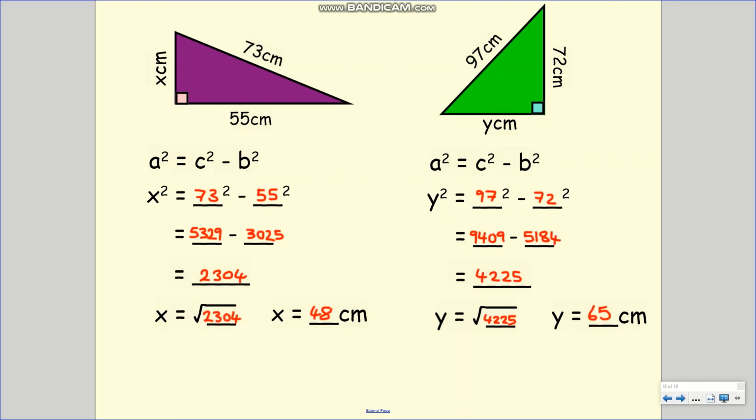So here we have our 2 answers. The purple right angle triangle is 48 centimeters, and the green right angle triangle is 65 centimeters for x and y respectively.